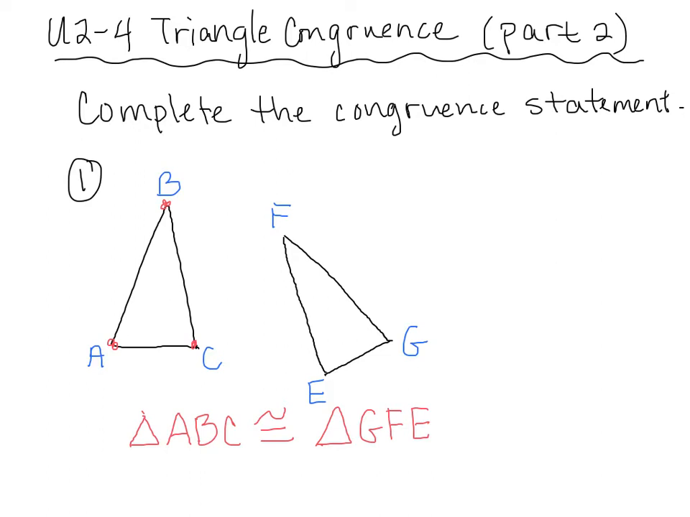So that means that angle A matches with angle G. Angle B matches with angle F. And finally, angle C matches with angle E. It's a good idea to put some markings on those triangles. So, like the A and G, let's put that single mark on A and G. B and F, they match up, so let's put the double mark, B and F. And then C and E, let's put that triple mark.